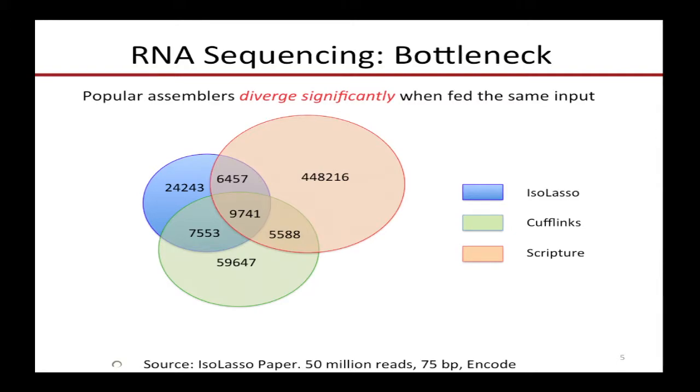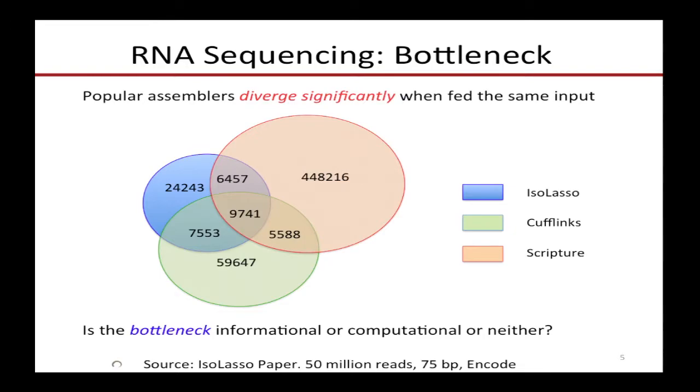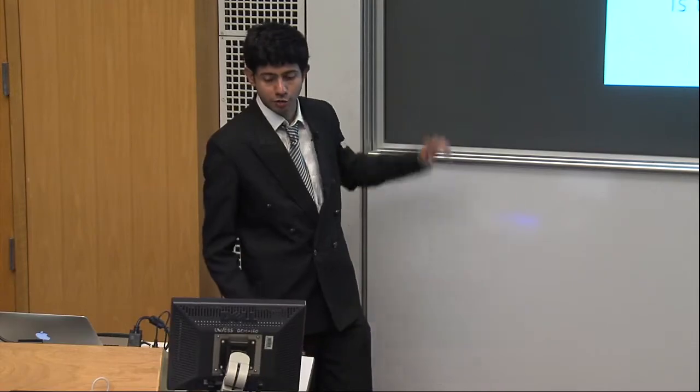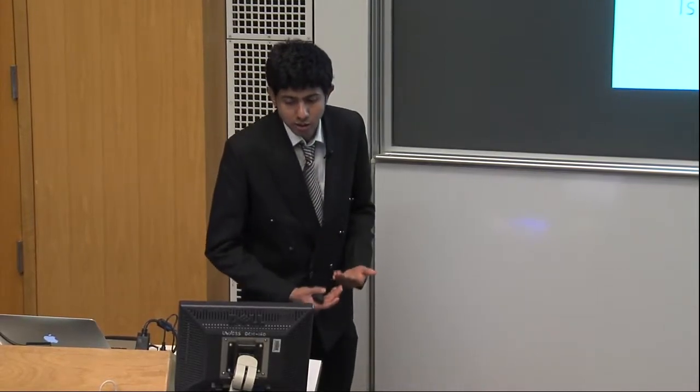So the algorithms do not really agree on the list of reconstructed transcripts. So here we ask this fundamental question: is this because of an informational bottleneck, which means I do not have enough information to reconstruct the list of transcripts? Or is it a computational bottleneck? Because I have only so much time, I cannot really reconstruct it accurately.